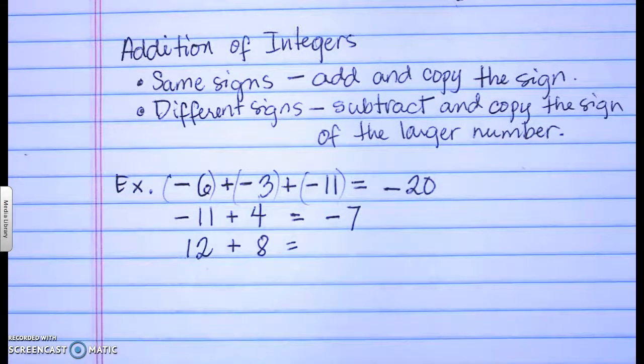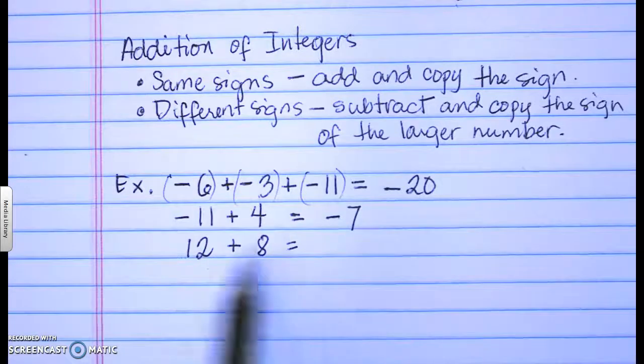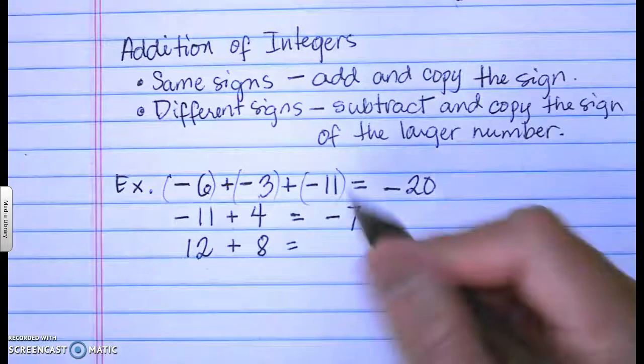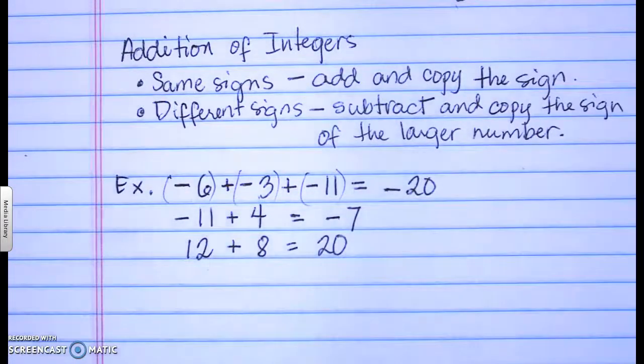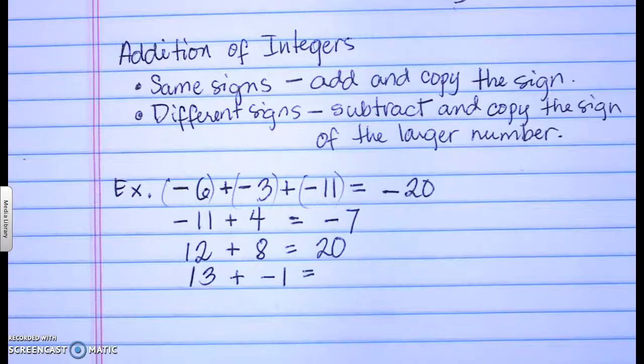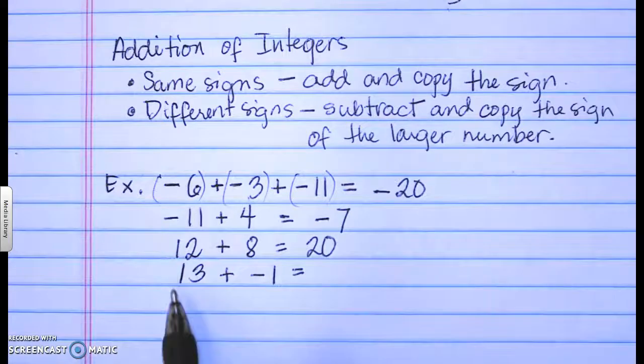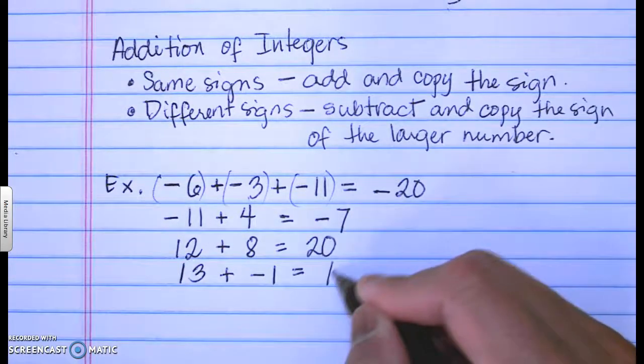Since I do not want to disregard what you have learned in your younger level, let's say in the elementary, if you have 12 plus 8, that still follows the integer rule. This is a positive 12 and that is a positive 8. So just put them together and your answer is positive 20. Okay, for my last and final example, what if we have positive 13 plus a negative 1. So different signs, you're going to subtract. Copy the sign of the larger number, which is a positive 12.